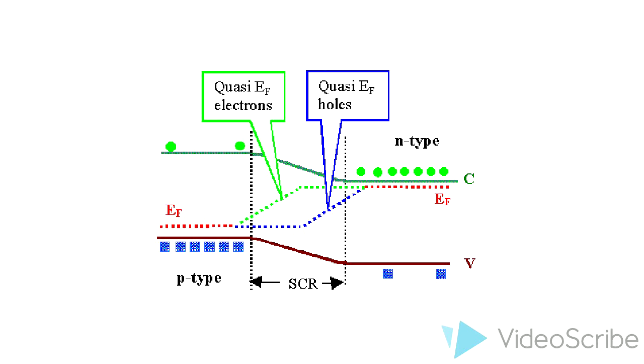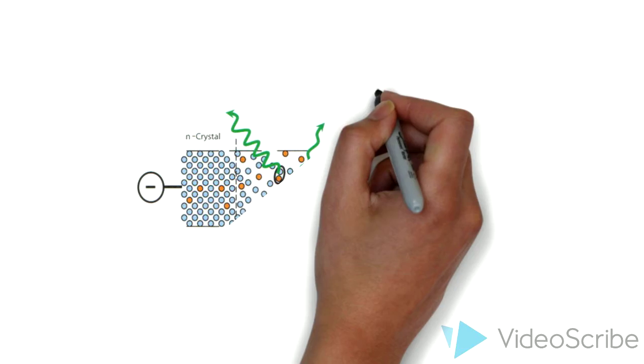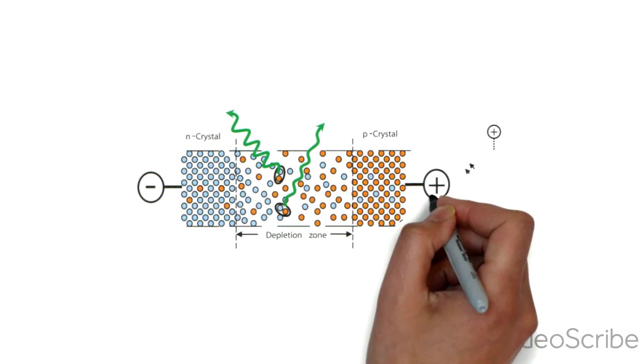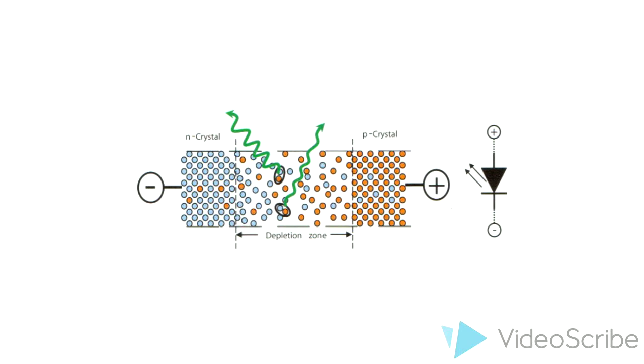Looking back, we will see that holes diffuse into the N side and combine with electrons to lower the overall energy of the system and release photons. These photons represent the light we see.